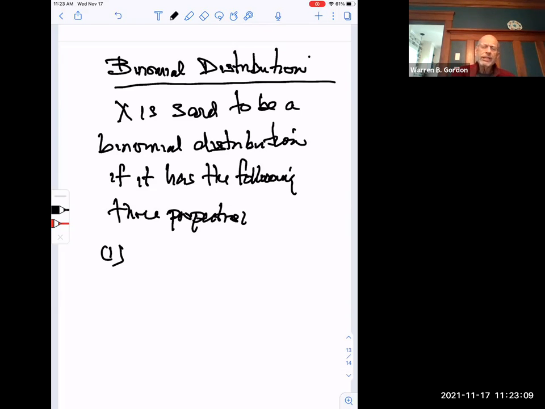Every time you perform the experiment, remember the experiment could be tossing a pair of dice or flipping a coin. Every time you do it, we call it a trial. Each trial, or each event, is independent.